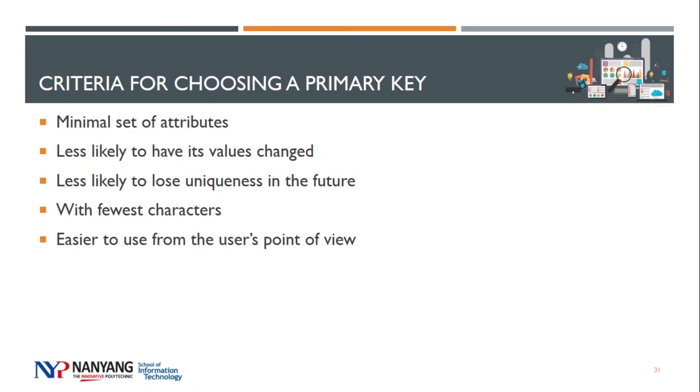It must be able to uniquely identify the tuple, so a minimum set of attributes. It must be the least likely to have its values changed, least likely to lose its uniqueness, have the fewest characters, and be easy to use from the user's point of view.